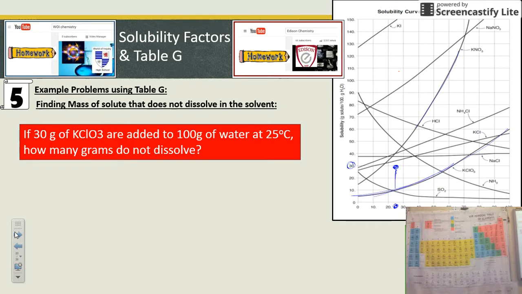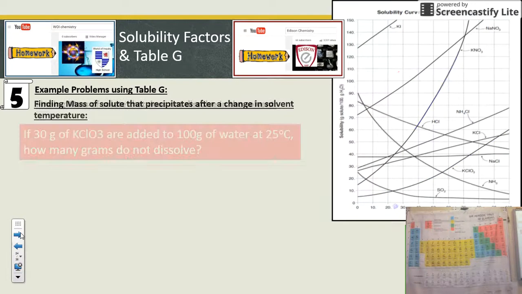Okay, we see there's a difference. We added 30 grams, but it looks to me like only 10 grams would dissolve. So 30 minus 10 equals 20 grams fall to the bottom. That's the type of math that you'd be doing with this curve. Just subtraction at this point. No multiplication. Okay. Other examples.